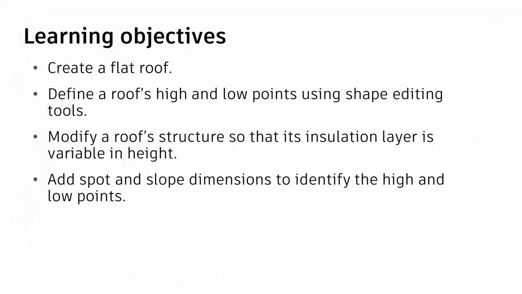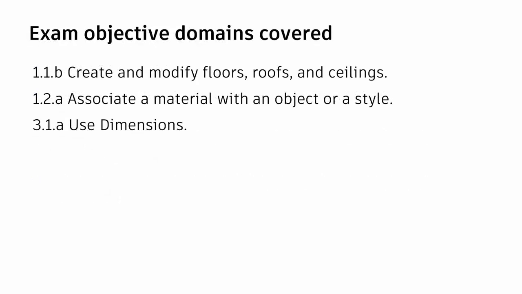In this video, we're going to create and modify a roof that uses the shape editing tools to define the high and the low points. We will modify the roof structure so that the insulation layer is variable in height, and then we'll add spot and slope dimensions to identify the high and low points.